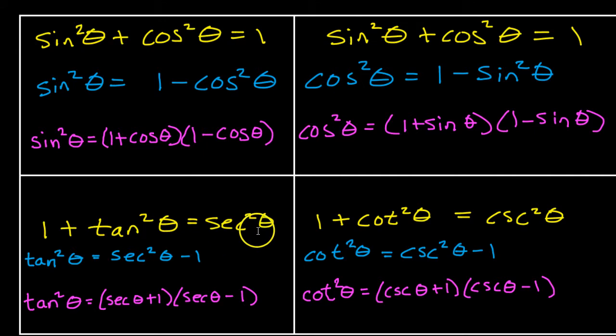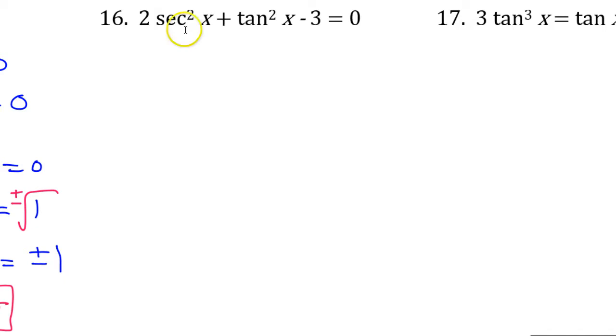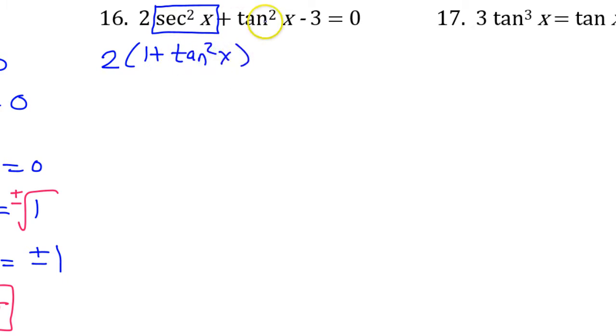Okay, secant squared is equal to 1 plus tangent squared. All right, that's something that you should have memorized. So I should be able to make that substitution right here, right? Substituting this for 1 plus tangent squared. That is going to give me 2 times 1 plus tangent squared x, and then the rest of it, plus tangent squared x minus 3.